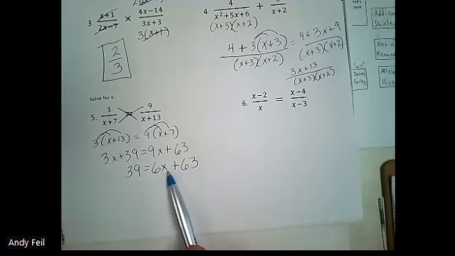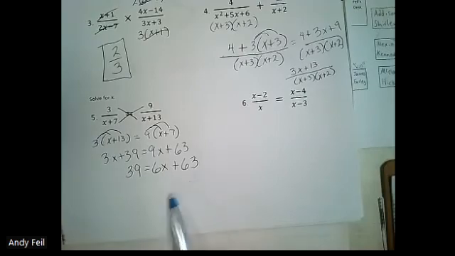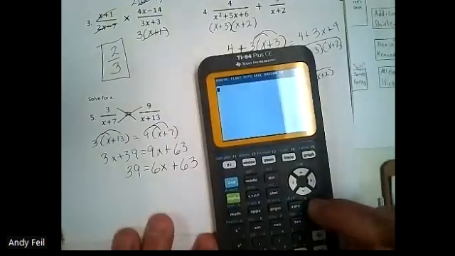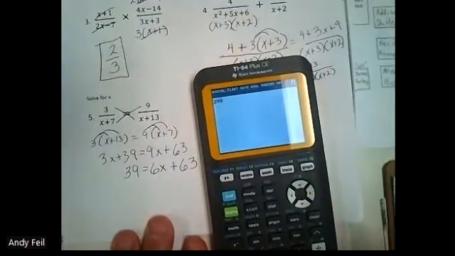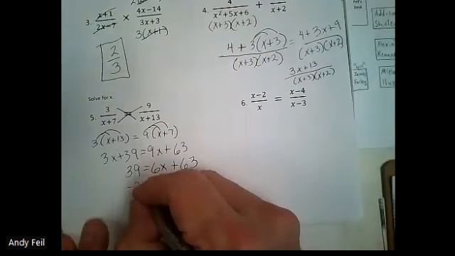Subtract 63. Remember, we're trying to get the x by itself. So don't bring more things over here. Take these things and bring them over there. So on your calculator, since this one's maybe a little tougher, let's take 39 minus 63. You get negative 24.